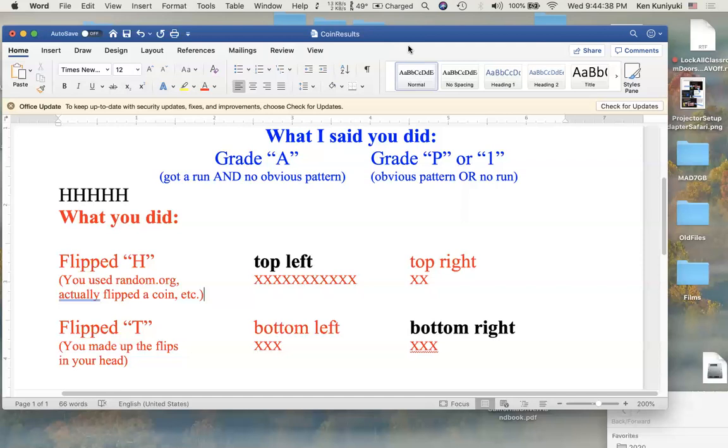But the key thing is the lesson. You do expect a run. All right, go ahead and email me.